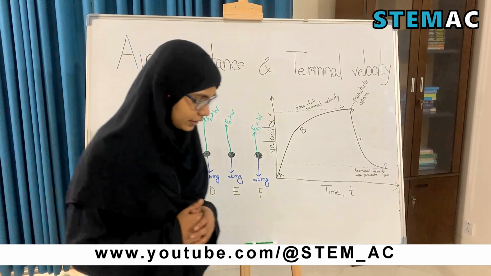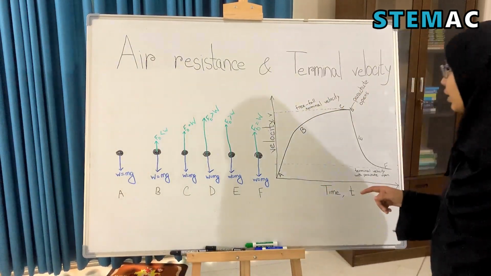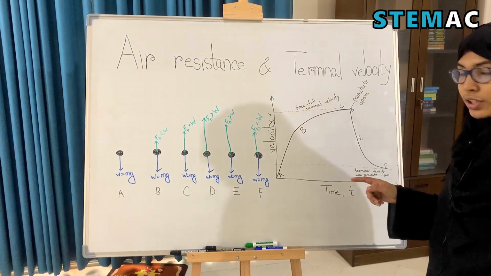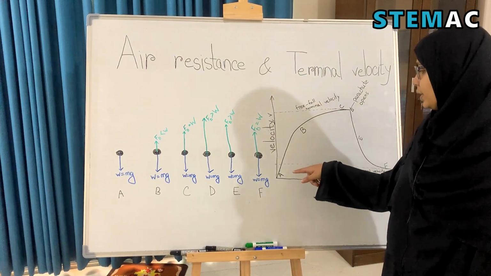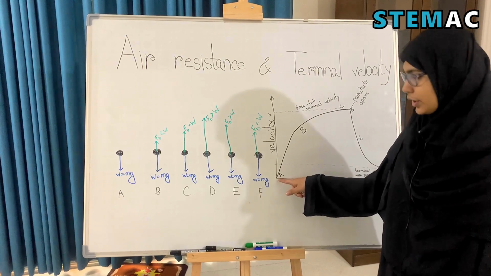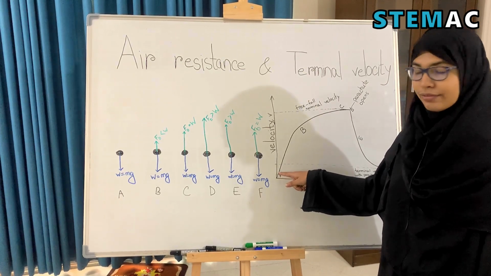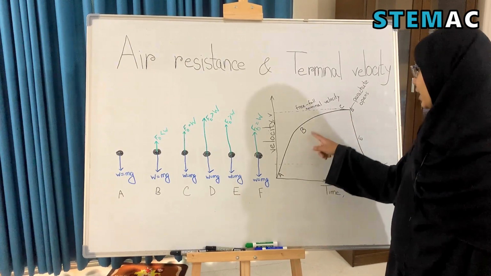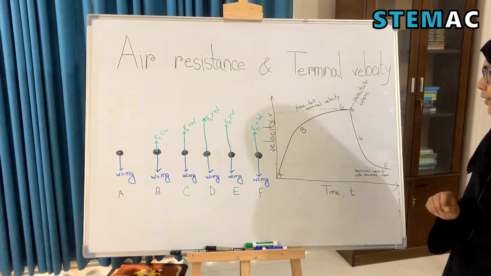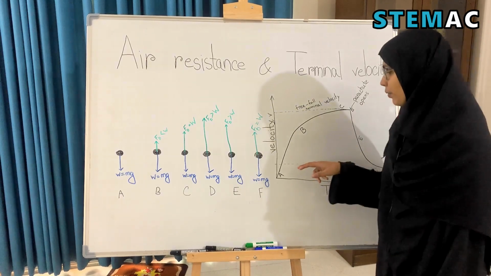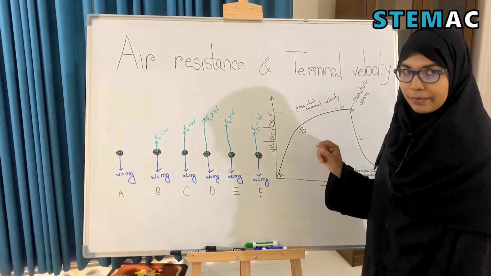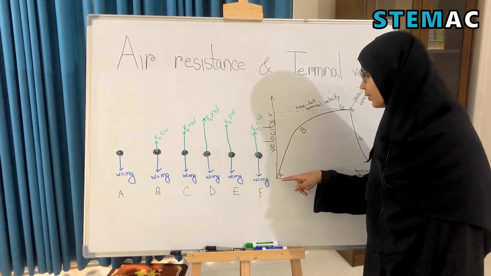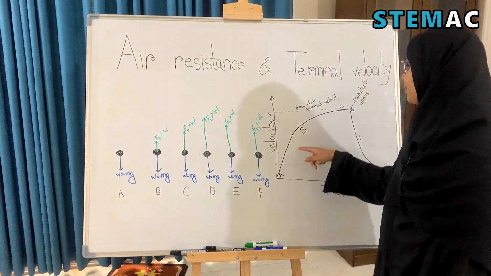So, here in this graph, I have shown the velocity time graph for a parachutist. This is the time 0. Here I have denoted different points of time by A, B, C, D, E and F. So, when a skydiver falls from the airplane, the time starts.